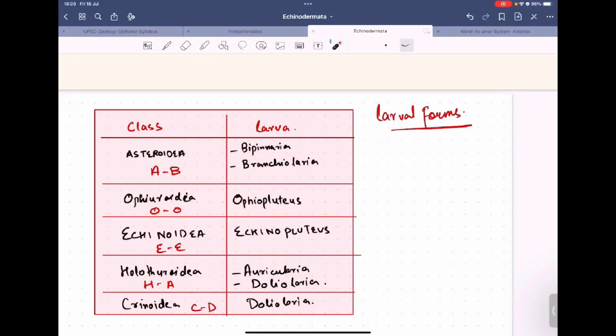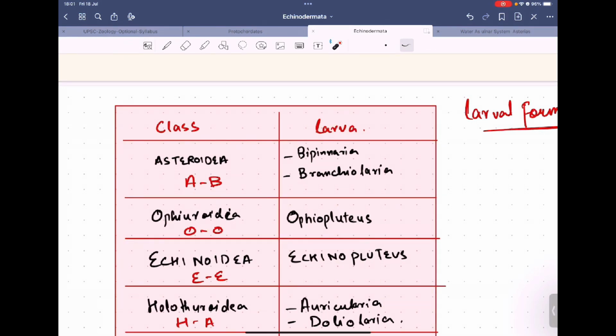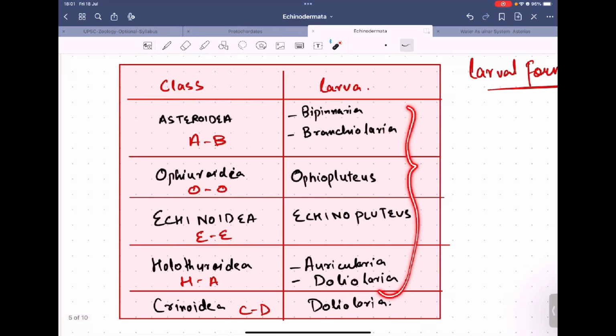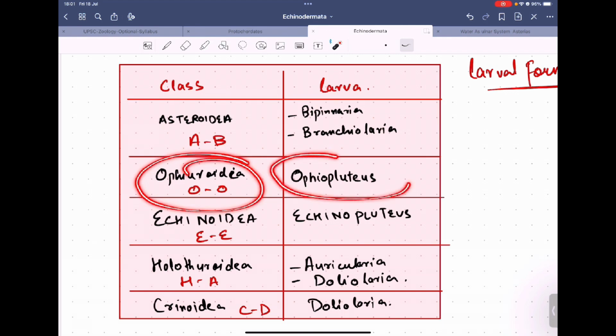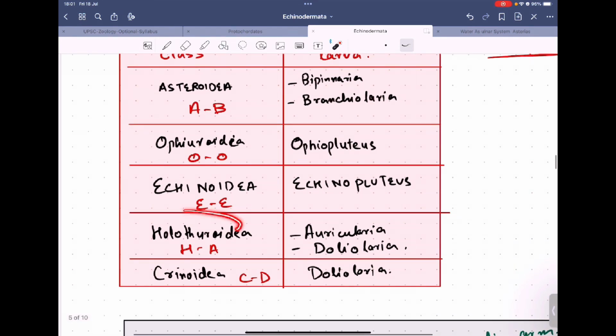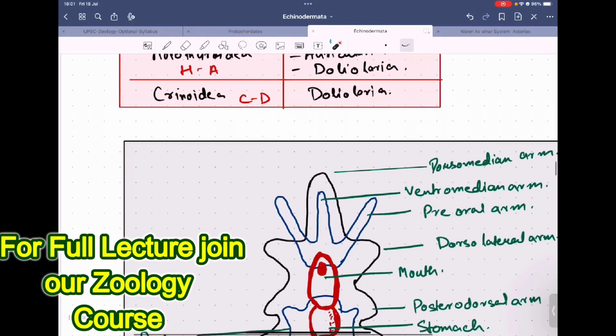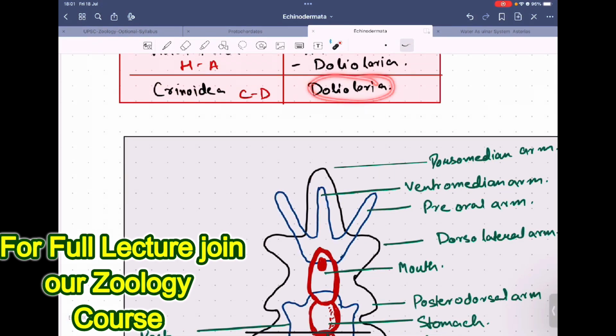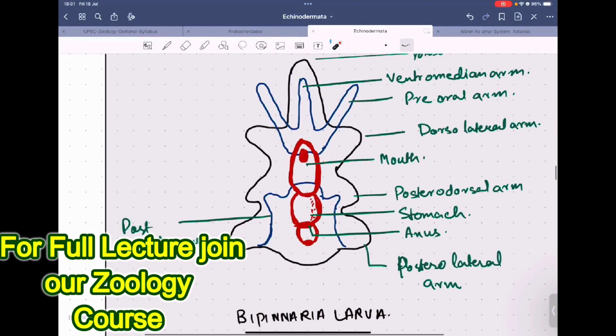Let's discuss the larval forms of the Echinodermata. In the different classes, you will observe different types of larvae. In Asterias, you will have the bipinnaria and brachiolaria larva. In Ophiothrix, you have Ophiopluteus larva. In Echinoidea, the echinoderms have Echinopluteus larva. In Holothuroidea, the larval forms are Auricularia and Doliolaria. In case of Crinoidea, the larval form is Doliolaria. So these are different types of larval forms.